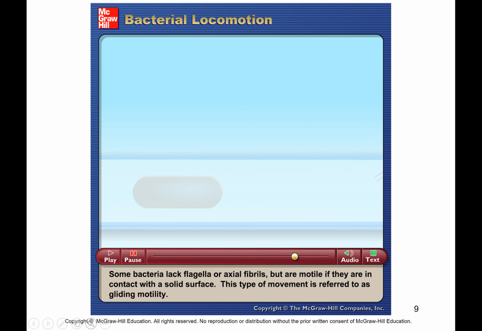Some bacteria... I want you to stop here. We're not going to worry about how gliding bacteria move. It's not something we're going to talk about. The only 2 forms of motility or locomotion we're going to really worry about in this class are the basic flagella, and the corkscrew motion of your spirochete organisms, the periplasmic flagella or axial filaments.